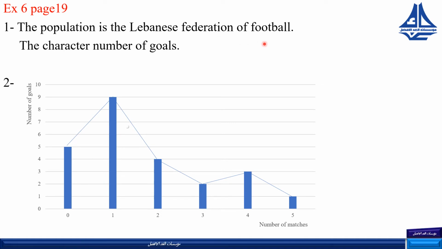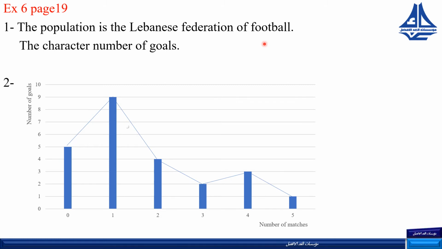What is the variable? The variable is the number of scored goals. So the number of goals is the character, which is the same as the variable. If we want to answer more, this character is a quantitative character, since it's represented by numbers.